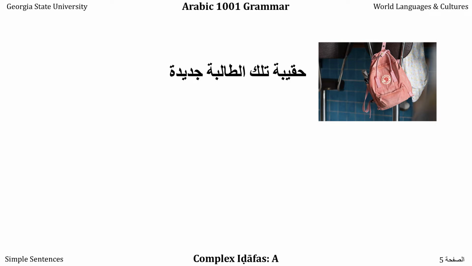We can say haqibat tilka at-taliba jadida. We have three definite words: haqiba because it's part of an idafa, tilka because demonstratives are always definite, and at-taliba because of alif lam. Then we have an indefinite adjective, jadida, so we know that this is a sentence. The backpack of that student is new, or that student's backpack is new.